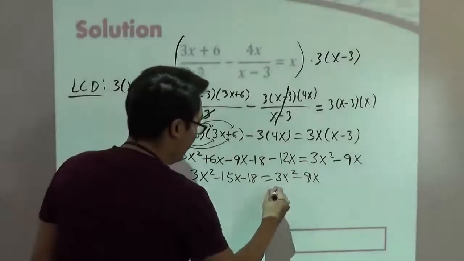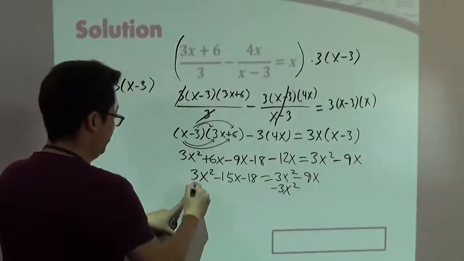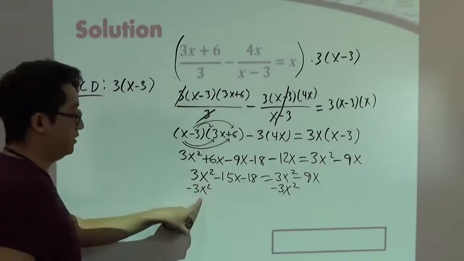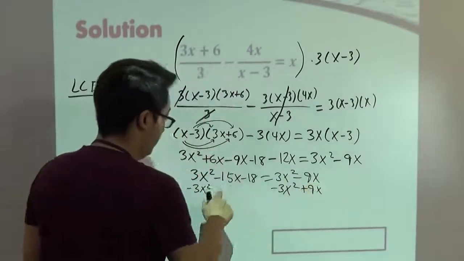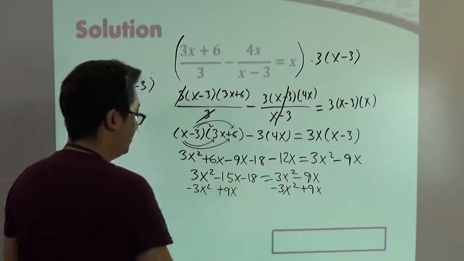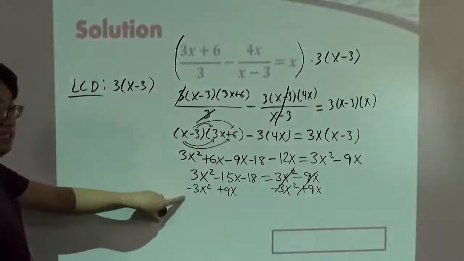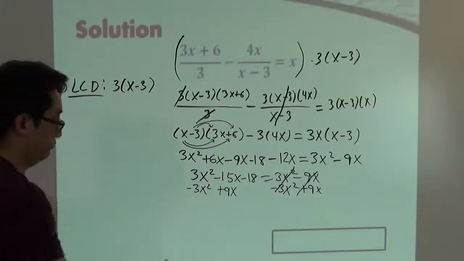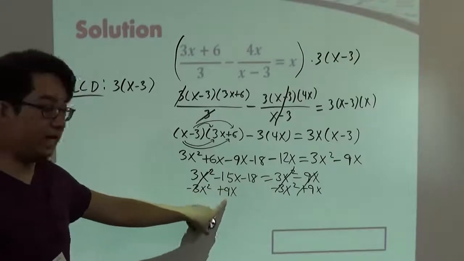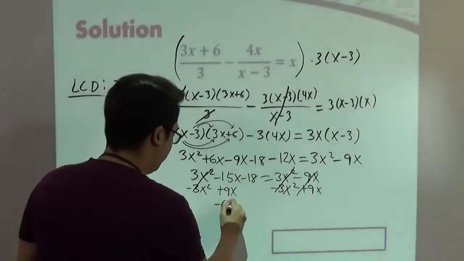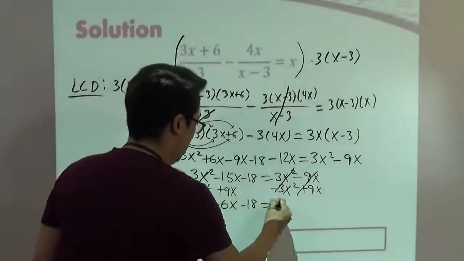To bring it over, I subtract 3x squared from both sides. You want to put it under what's in common, so the squares go over each other. To get rid of negative 9x, I add 9x and put it right under the negative 15x. On the right side, these cancel. If you notice though, 3x squared minus 3x squared cancels as well. So I'm left with negative 15x plus 9x, that's negative 6x, minus 18. And the right side now equals just 0.